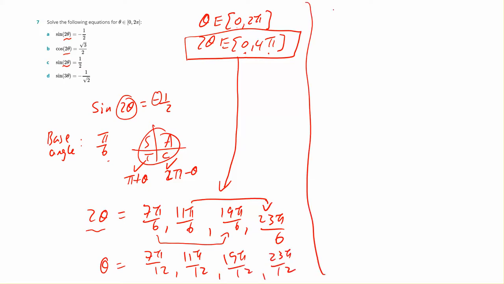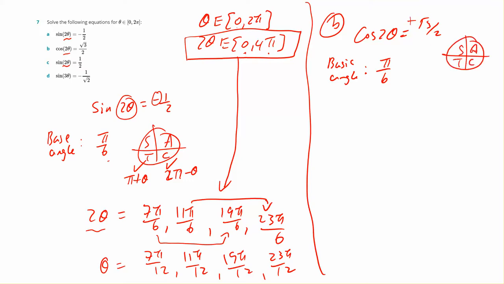Now, for B, you go through the same process. Cos 2 theta equals root 3 on 2. My base angle is cos of what gives me root 3 on 2? That must be pi on 6. Okay. Now, when is cos positive? Because that value is positive. So all students take chocolate. Cos is positive here and there. So this will be theta. This will be 2 pi minus theta. So that's where we'll get our solutions.